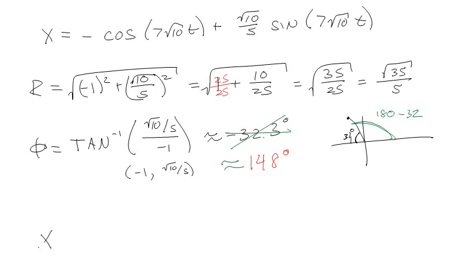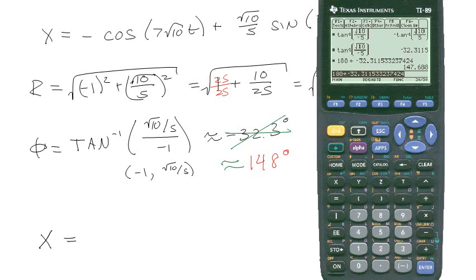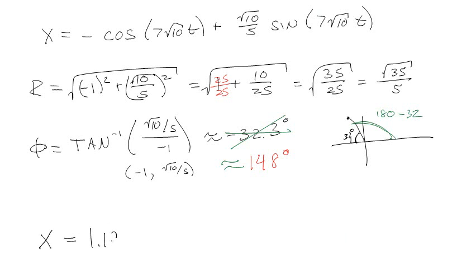So I can rewrite now my solution in phase amplitude form, which is root 35 over 5, whatever that happens to be, 1.18, times the cosine of 7 root 10. I don't care what that is as much because that's more of a frequency thing. And then minus 148 degrees.